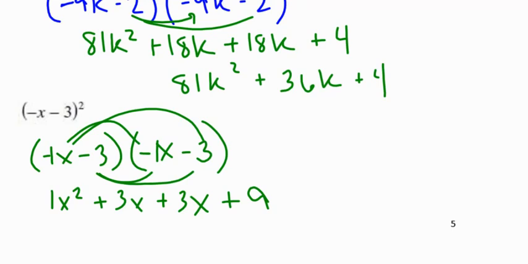So 1x squared is the same thing as x squared. Just know that it's more proper to remove the 1, but they're equal. I'm happy as long as you know they're equal. But as listed in multiple choice, you'll rarely see a 1x squared. You'll just see x squared. 3x plus 3x is 6x. And then we just bring down our 9.